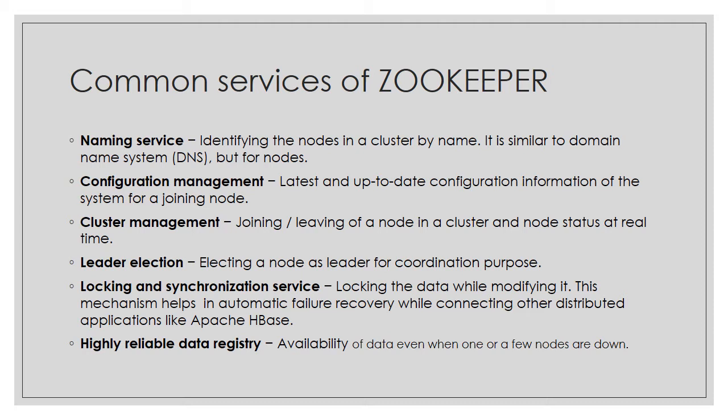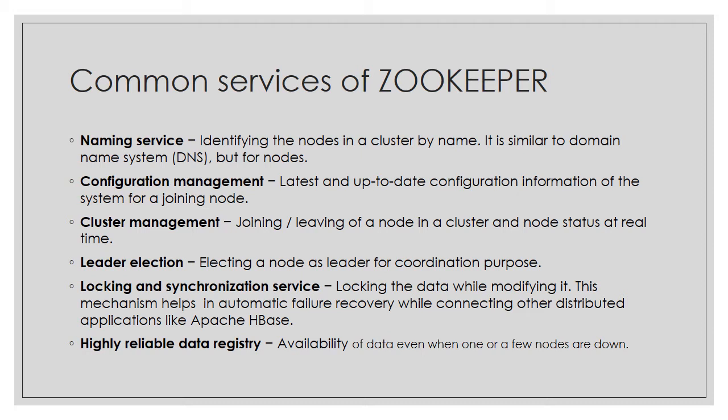So we find that with naming, it has to identify each and every node within the cluster. For configuration, we find the latest and up-to-date configuration information of the systems for a joining node. More nodes will be joining the system, and all of them need to be appropriately named and also to be allocated appropriate functions. And on leader election, electing a node as a leader for coordination purposes actually assists the system to make sure that communication is in order and it is done well.